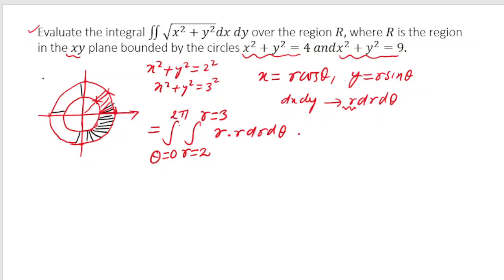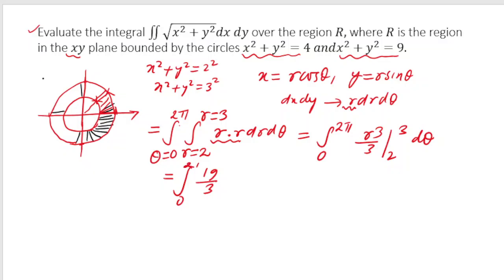So this is what we have got. Now if I evaluate it, theta is equal to 0 to 2 pi, and here we have r into r, that is r square, whose integration will be r cube by 3, and the limit of integration will be 2 to 3, and then d theta. Now if I put the values, 3 into 3 into 3, 27 by 3 minus 8 by 3, so I will get 19 by 3, right? And the limit is 0 to 2 pi and then d theta. So 19 by 3 is a constant, the integration of d theta is theta, limit is 0 to 2 pi.